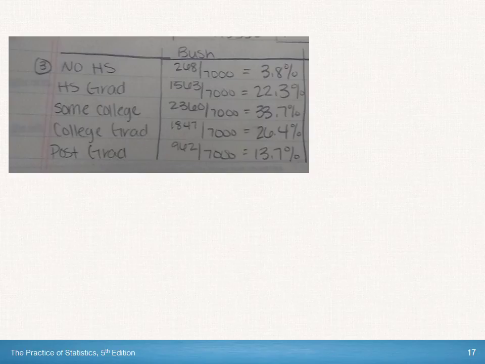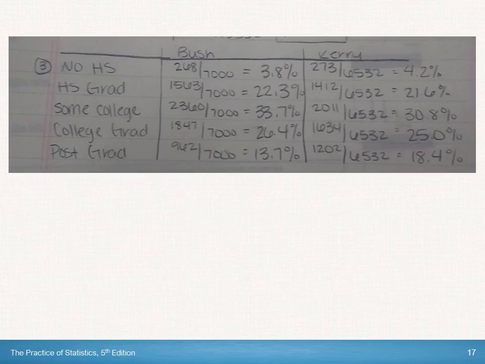Then we're going to do exactly the same thing for the Kerry voters. So this time, though, we're taking it out of a total of 6,532 because that's how many voters there were that voted for Kerry. And now we look at each individual cell under Kerry and divide it by that total. And I went ahead and gave you the percentages there. Okay, so these are conditional percentages. It's a conditional distribution of education among both of the voters.